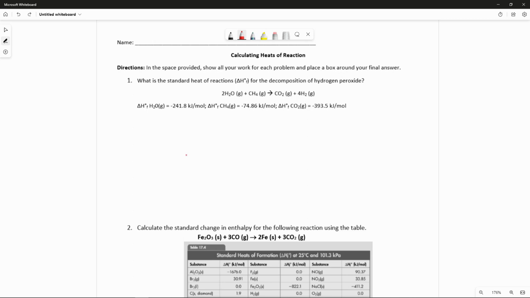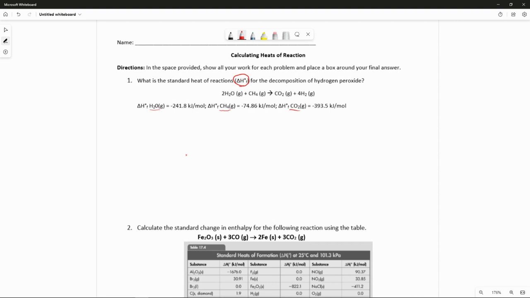Alright, let's go over some calculating heats of reaction questions. Starting with number 1. What is the standard heat of reaction, delta H of F, for the decomposition of hydrogen peroxide? We have an equation given here, and here's water, hydrogen peroxide, carbon dioxide, and hydrogen gas. It gives you the values of delta HF for water, for hydrogen peroxide, and carbon dioxide.